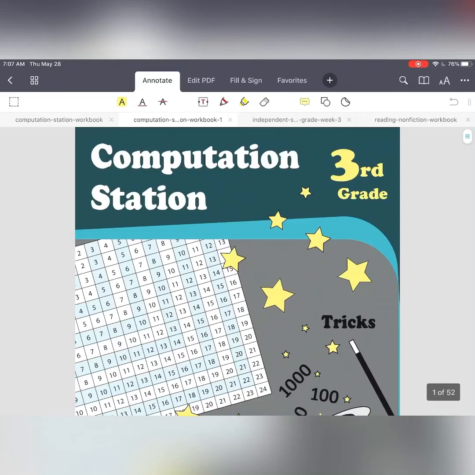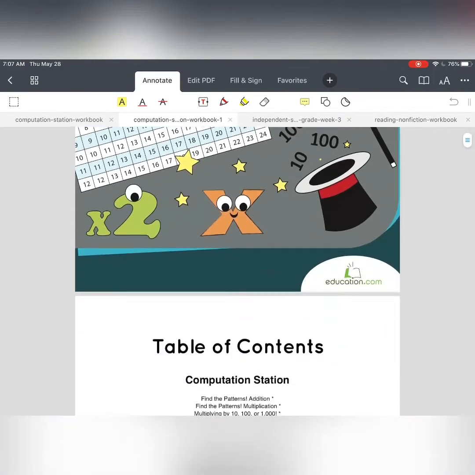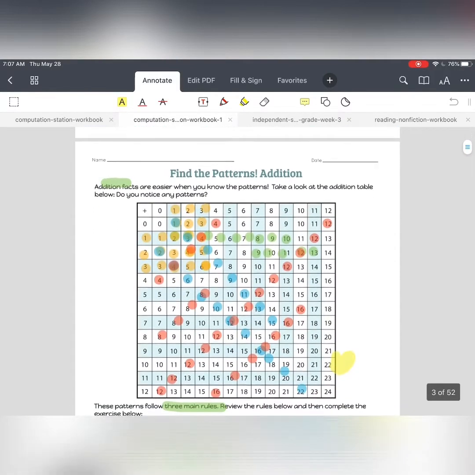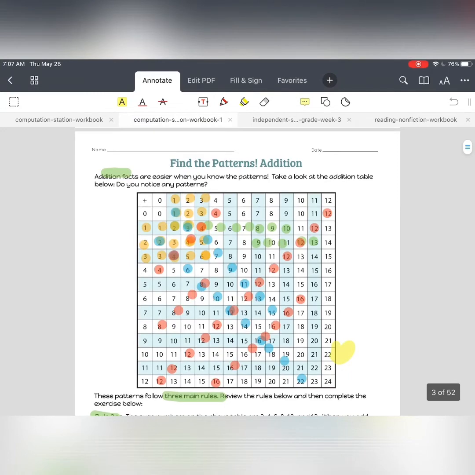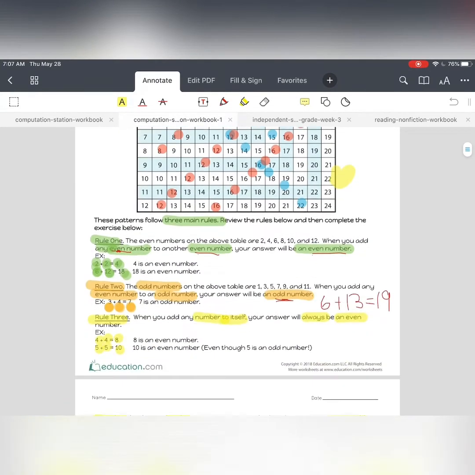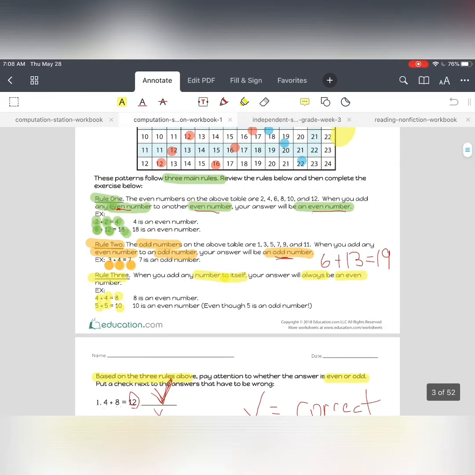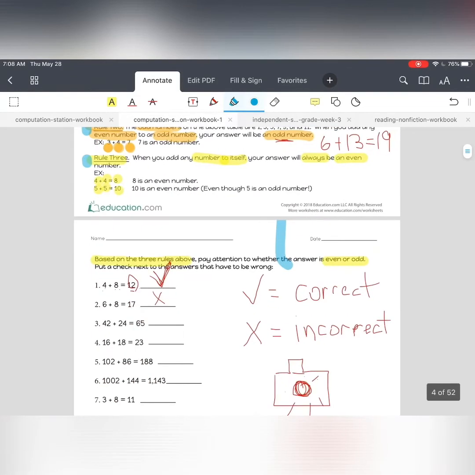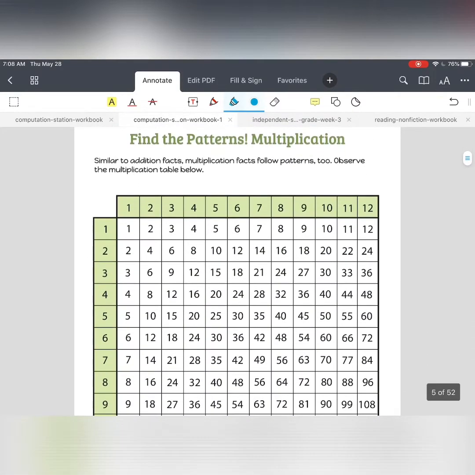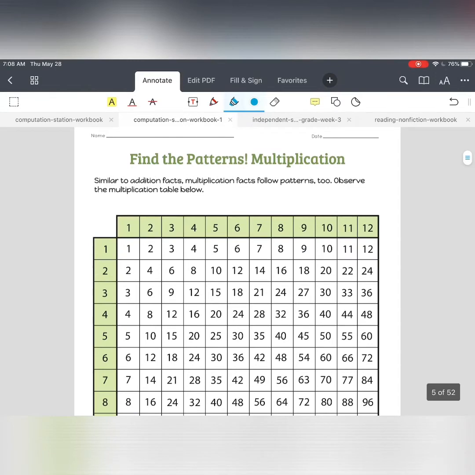So we're going to do some work again today in our computation station booklet, which is this one right here. The other day we worked on some patterns in addition, and you looked at this chart and we talked about the patterns that we see there, and then we read these three rules. We read about these three rules in adding, and today we're going to be doing something very similar but with multiplication. So turn to this page, the Find the Patterns multiplication page.